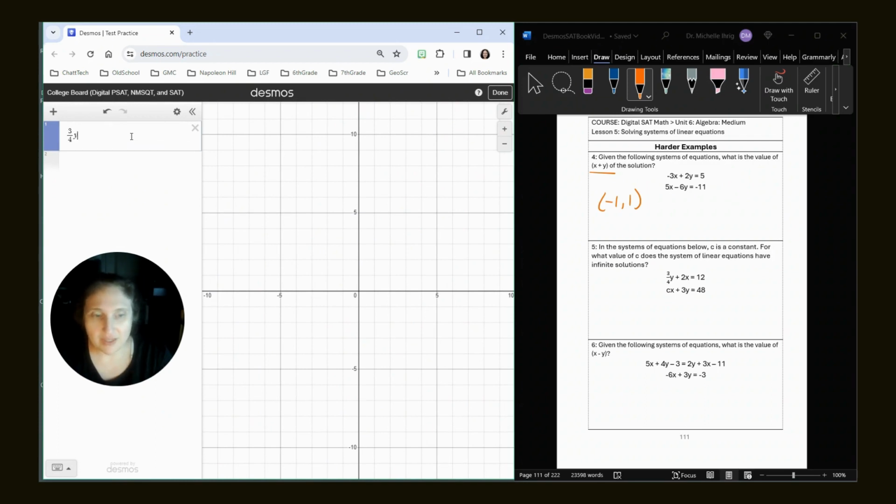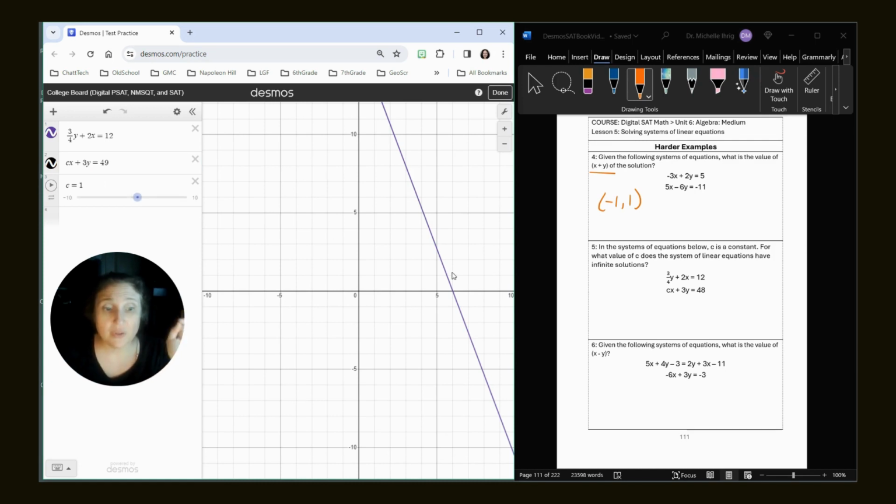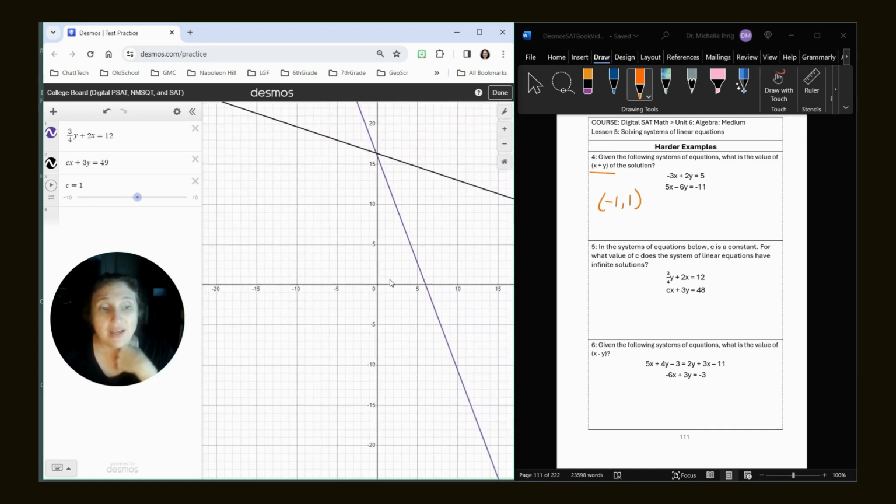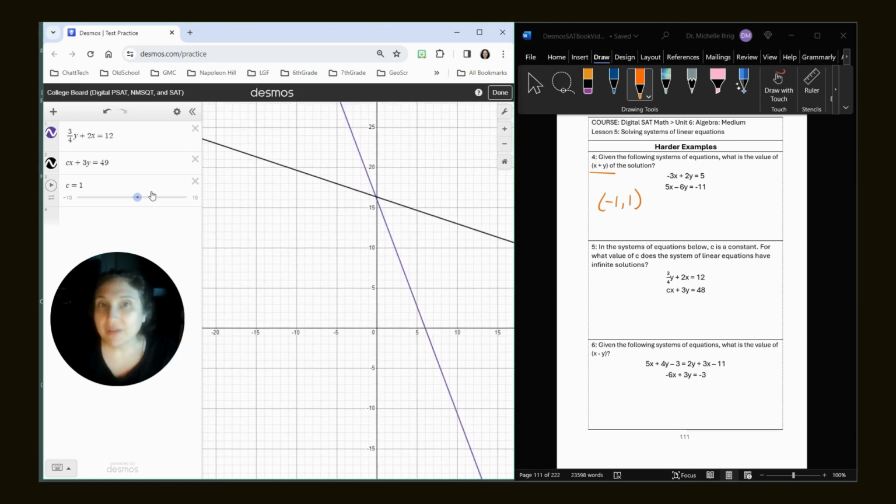3/4, use the arrow key, y, plus 2x equals 12. Just type in the C. Cx plus 3y equals 48. And yes, we want the slide tool. So first we're going to zoom out, and it says we want it to have infinite solutions. So we're going to move the slide tool for C until the black line is on top of the purple line. And if we get a decimal, we're going to round and then double check the equation.